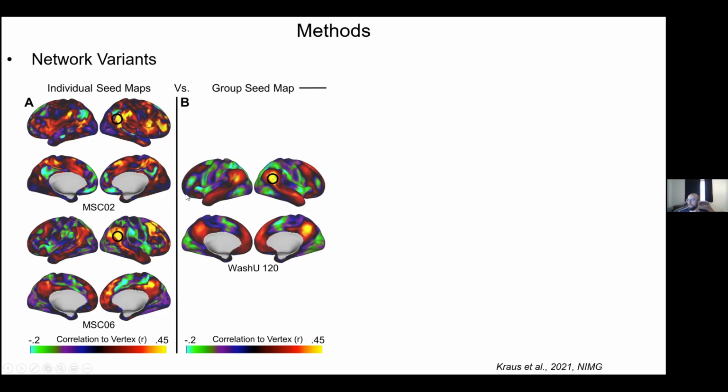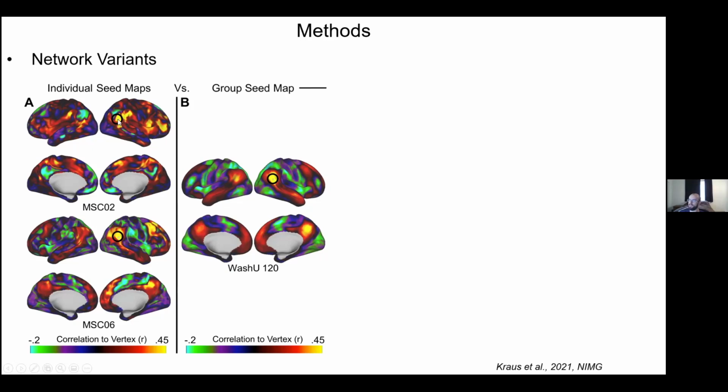And so essentially what network variants are is, you can see, for instance, here in MSC06, I have this little, I'm not sure if you can see, it's kind of small, but there's a little white dot inside this black circle, and it's a little seed region inside the inferior parietal lobe. This is a node of the default mode network, and consistent with that in MSC06, you can see there's positive correlations with the precuneus and cuneus and medial prefrontal cortex, other common nodes of the default mode network. That's consistent with the group seed map. Same thing here, same seed in the inferior parietal lobe. We get the cuneus, precuneus, medial prefrontal cortex, positive correlations.